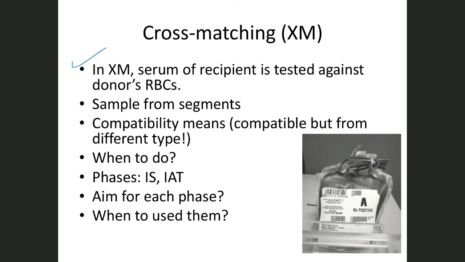Okay. If I want to do cross-matching, as we discussed before, we need the patient and we need donor cell, isn't it? So we can see here, this figure shows a blood unit. Do you think if I need donor cell, what can I do? Can I open a little bit of the bag and take a sample from here? Or what do you think?